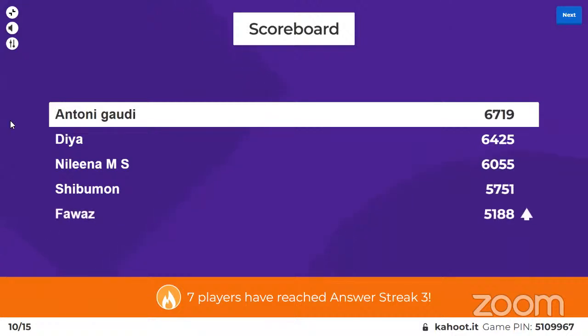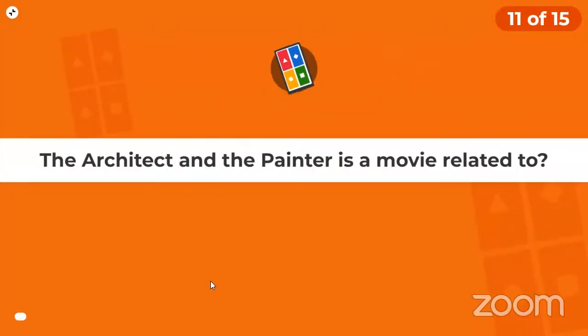Not much change in the scoreboard, but still Anthony Gaudi has remained in the top spot with 6,719 points. Second spot goes to Dia. Third spot goes to Nilina, Shibumon on the fourth spot, and Fawaz has come to the leaderboard in the fifth spot. We have answers in the chat box also: Santhia, Akshara, Ashraf. All right, moving on to the 11th question.